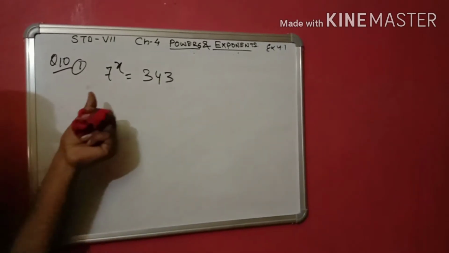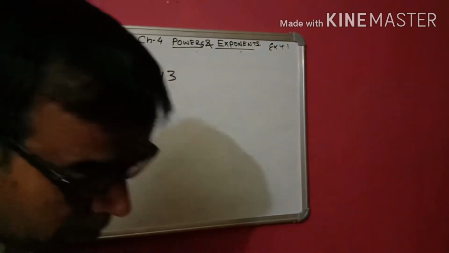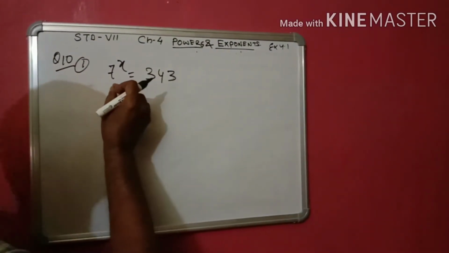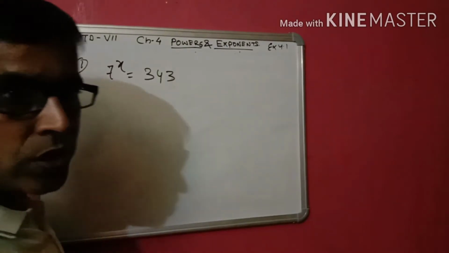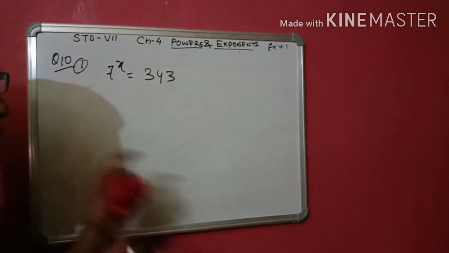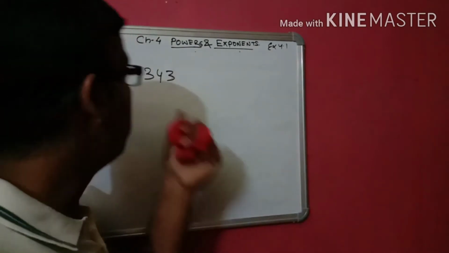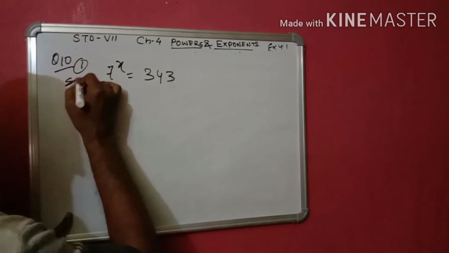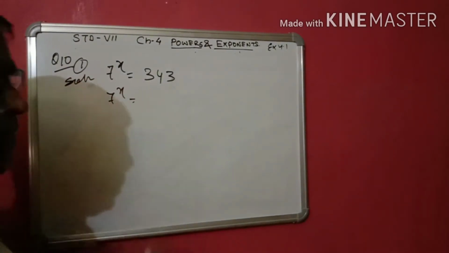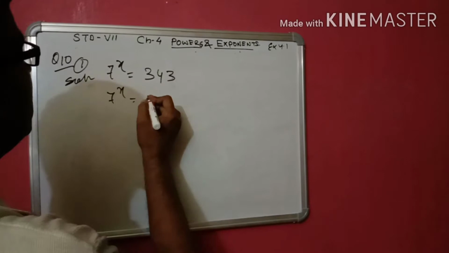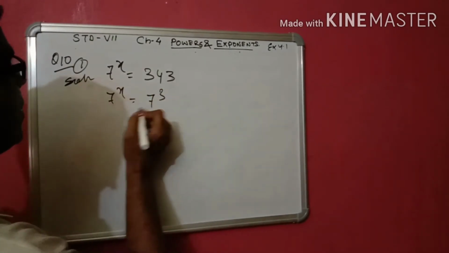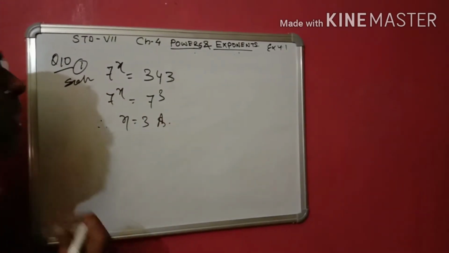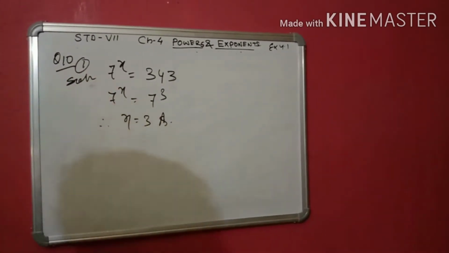Now question number 10. Find the value of x. Here it is given 7 to the power x equal to 343. So first of all we have to make the base the same. Here the base given is 7. So I can write 7 to the power x, and 343 I can write as 7 to the power 3. Now the base is the same, therefore x equal to 3. This is your required answer. Write down please.